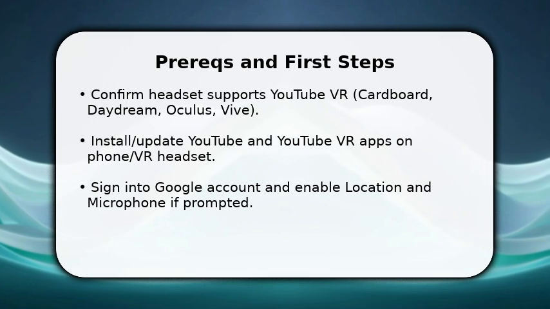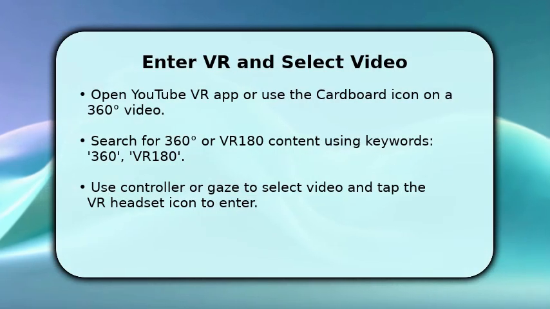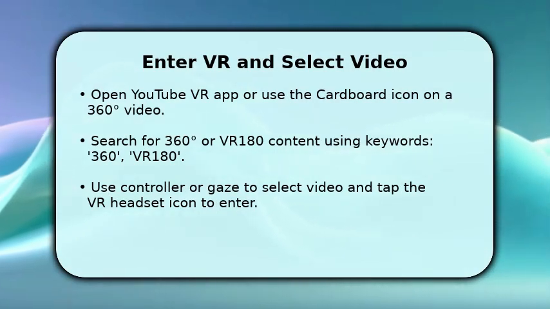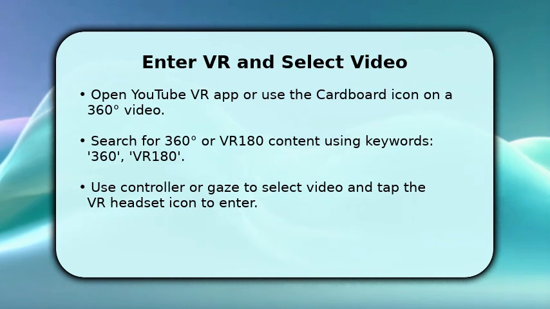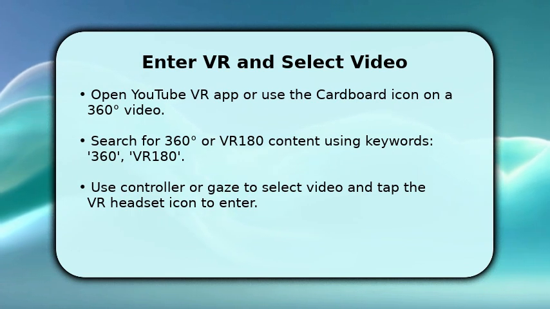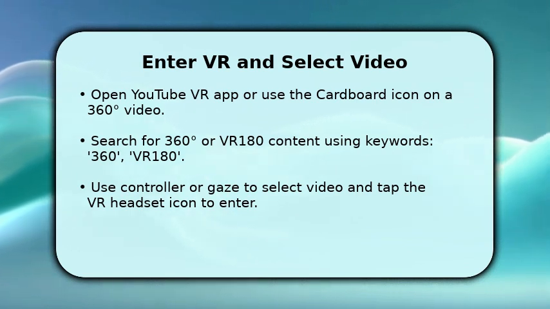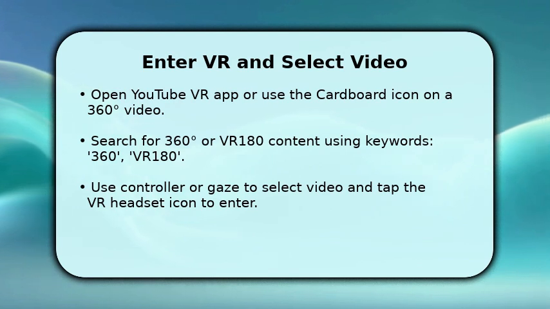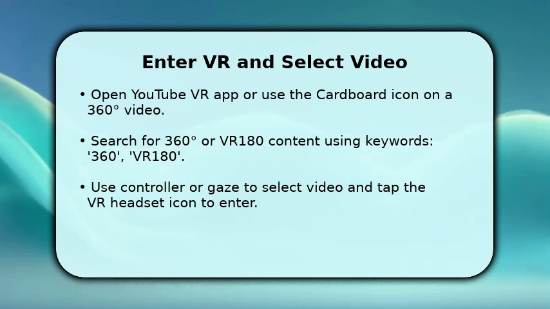Now you'll enter the immersive player and pick your content. If using a standalone headset, launch YouTube VR and navigate with the controller. On a phone, play a 360 degrees video, then tap the cardboard or VR icon to switch modes. Use search filters to find native 360 or VR 180 files because normal videos won't render correctly.